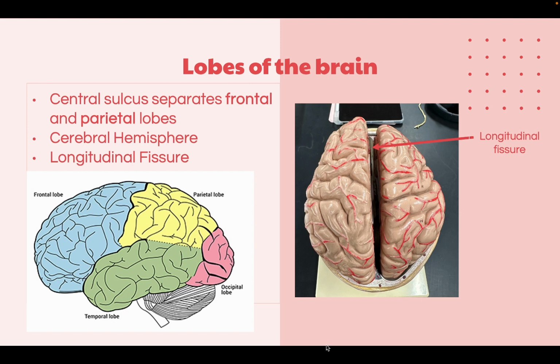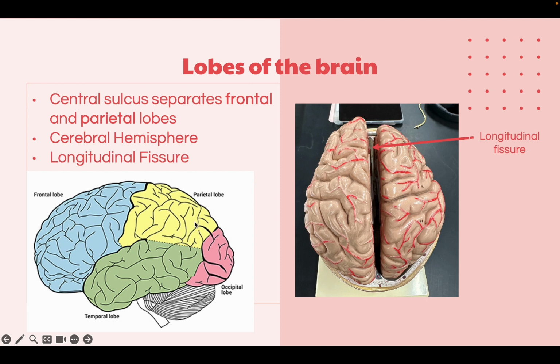So, the first structures we need to know is the lobes of the brain. So, here would be considered the front of the brain. Here is the back of the brain, and this all right here is the cerebrum, which is the biggest part of the brain. So here is the frontal lobe, which helps with motor movement.